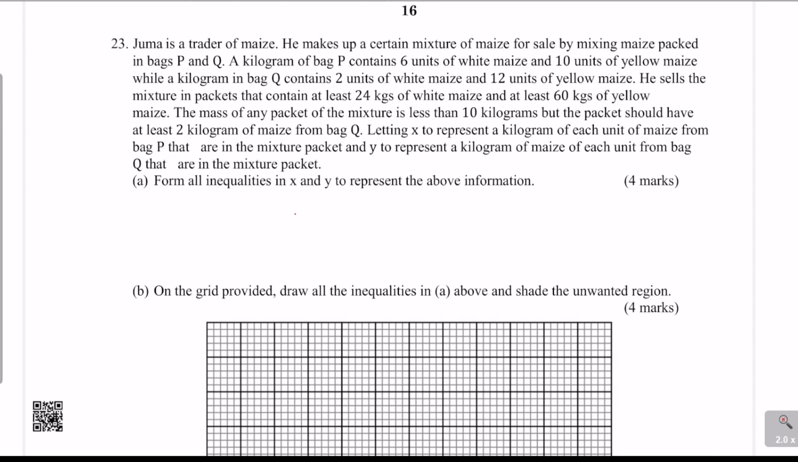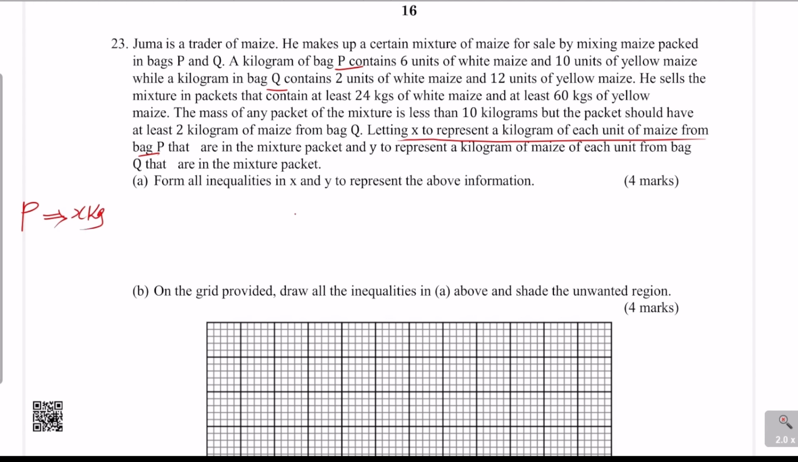Part A, form all the inequalities in X and Y to represent the above information. So in forming these inequalities, let's go to the first statement where we have bag P and bag Q. So start by writing bag P. So bag P, a kilogram of 1 unit. In bag P, we are letting X represent a kilogram of each unit of maize from bag P. So 1 kilogram will be X kg. That is X kg.